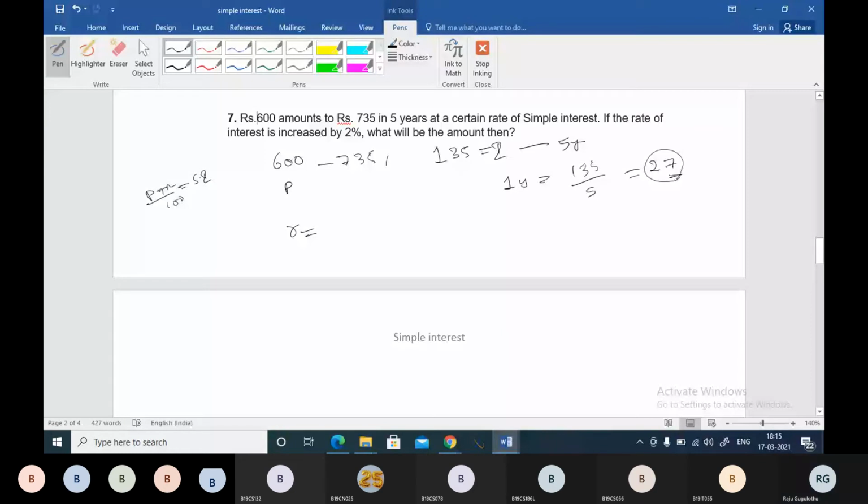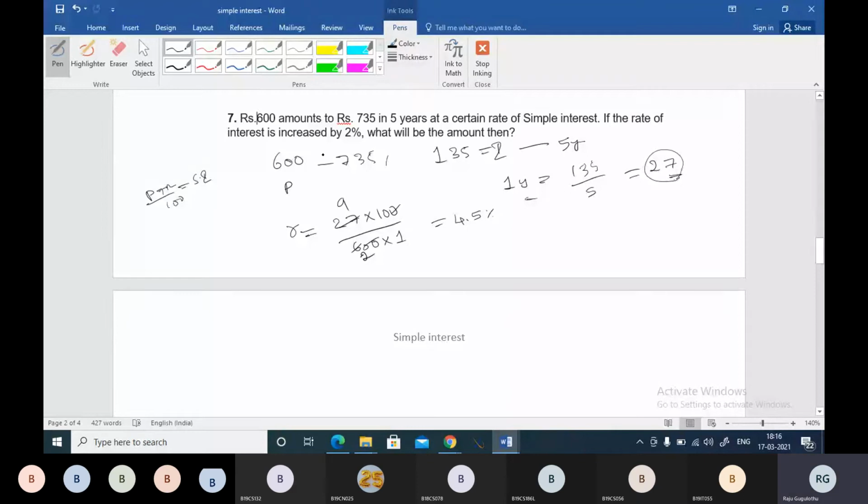We can find the rate, that is simple interest into 100 divided by principal into time. 600 into time, and time is 1 year, because we have found 1 year's simple interest, right? It will give you the rate, which is coming in points. 3 2s are 6 and 3 9s are 27, so it's 4.5 percentage. This is the rate. Now this is the old rate.